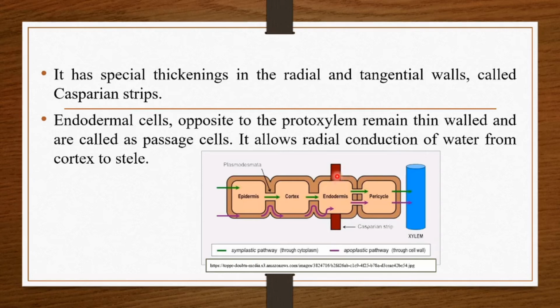Due to the presence of this deposition in Casparian strips, it prevents leakage of water and nutrients in the outer layer of cortex. So this is the endodermal region, and this region is the Casparian strips or Casparian thickening, made by the deposition of suberin and lignin, and this Casparian strip prevents the leakage of water and nutrients in the outer layer of root. And endodermal cells opposite to the protoxylem remain thin-walled and are called passage cells. It allows a radial conduction of water from cortex to stele.